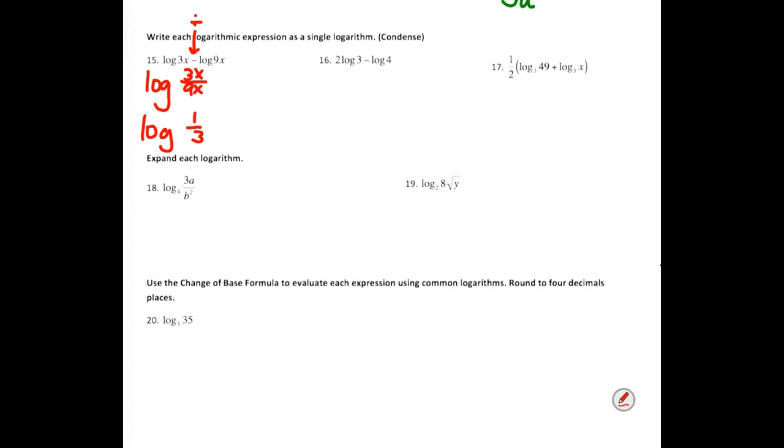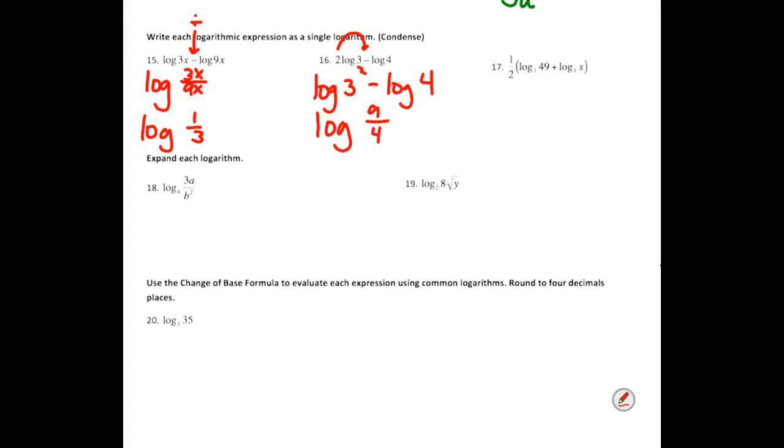Question 16. We have some powers here that have to go back. Those front numbers go back as our powers. So we have the log of 3 squared minus the log of 4. Again, we are in base 10. 3 squared would be 9. And subtracting a log of 4 means we were dividing by 4. So the log of 9/4.